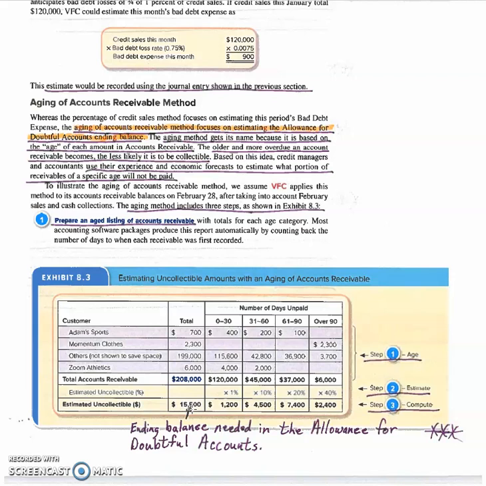Now, this is often referred to as a balance sheet approach. The reason is we're figuring out what balance we need in the allowance for doubtful accounts that shows up on the balance sheet. And so we get that amount. Now that's the first step in this process of the aging accounts receivable method. So we need a credit balance in the allowance account of $15,500.